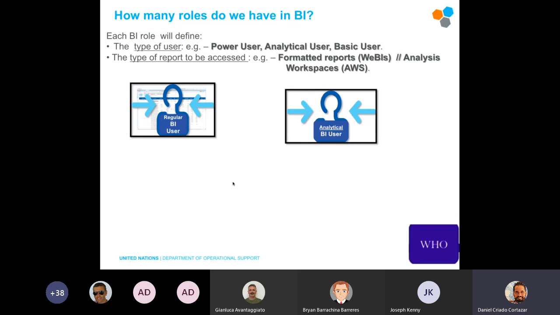Then how many roles do we have in BI in general? Well, each role will be defined by the type of user, as you can see over here, and the type of report to be accessed. So first, the type of user. We have three main types of users in Umoja BI. First, the power user. Second, the analytical user. And third, the basic user.